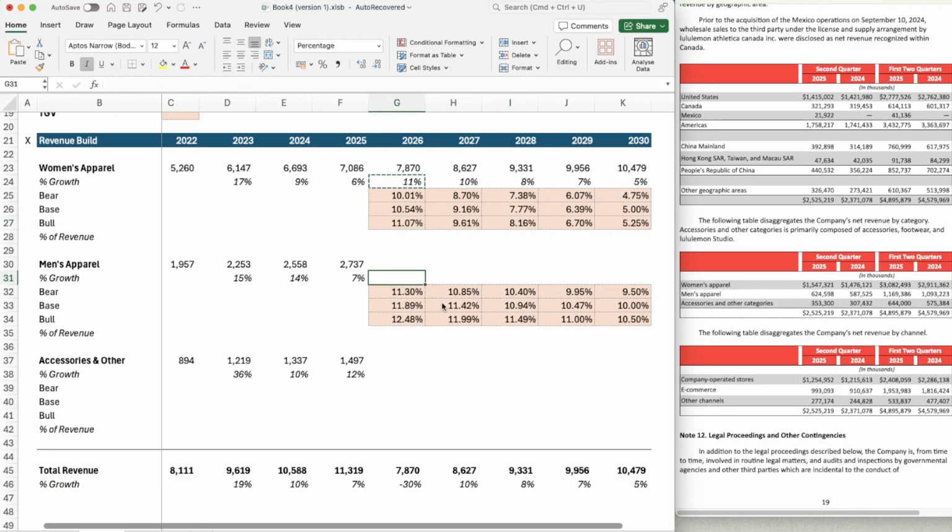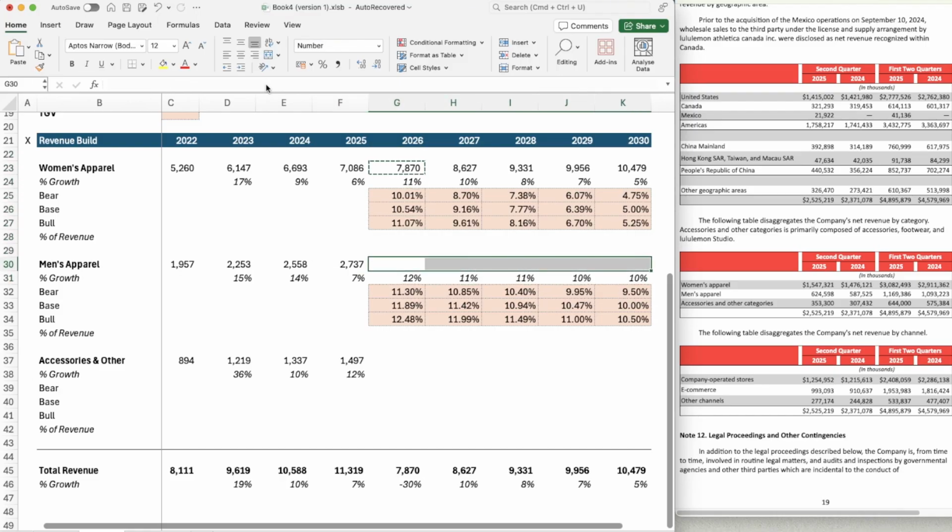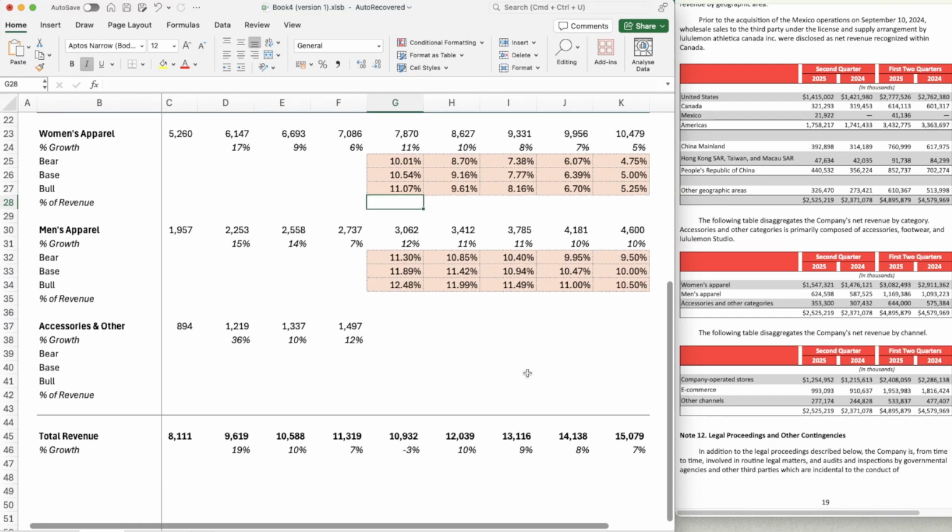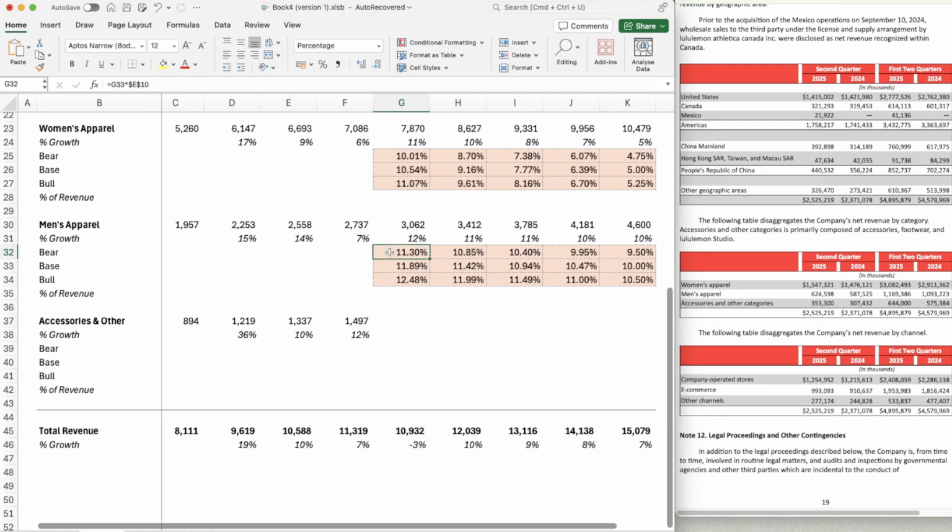We can just copy this down and we change it to C11. Copy it across. And then the same with here. And always make sure to double check when you're doing a copy paste that it looks right, that it's not just copying from women's, but it's actually putting in the correct figures for the men's category. Okay, yeah, that's good. Let's do the same for the accessories.